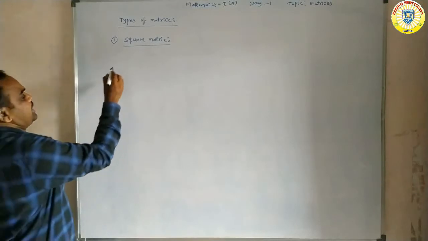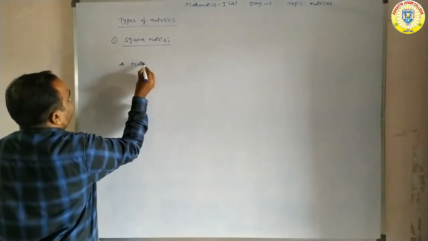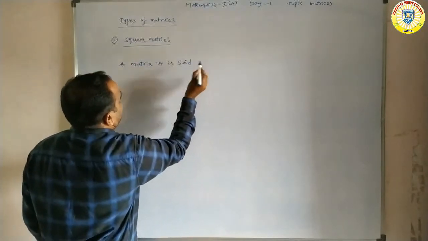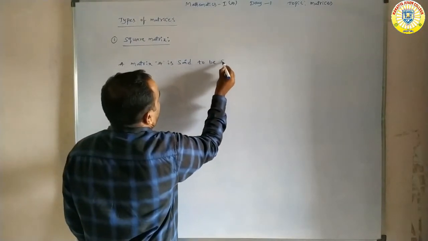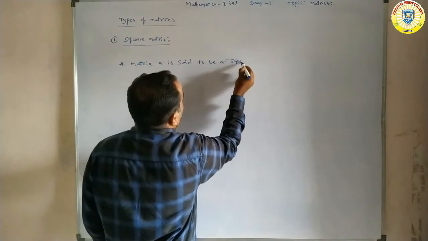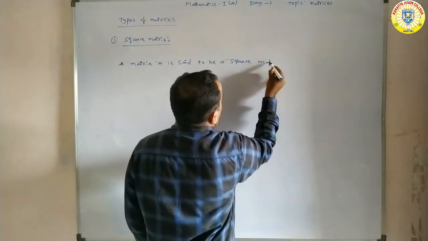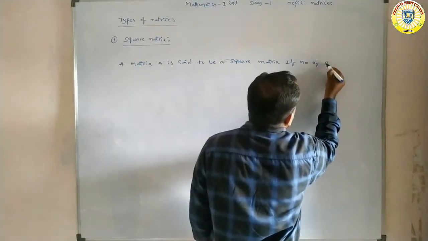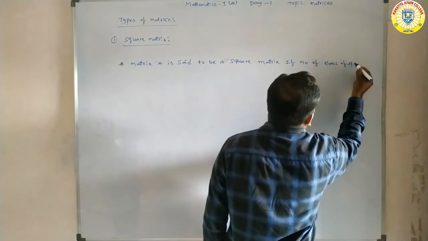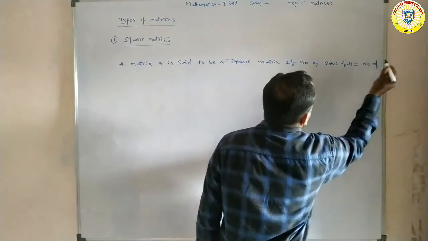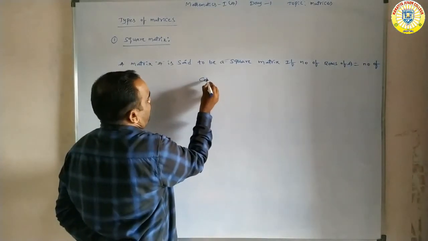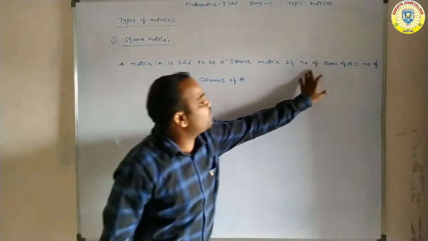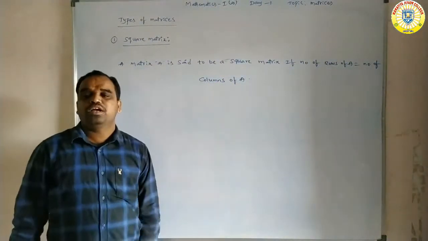Suppose capital A is any matrix. A matrix capital A is said to be a square matrix if the number of rows of capital A is equal to the number of columns of capital A. That is the condition: the number of rows of capital A is equal to the number of columns of capital A.